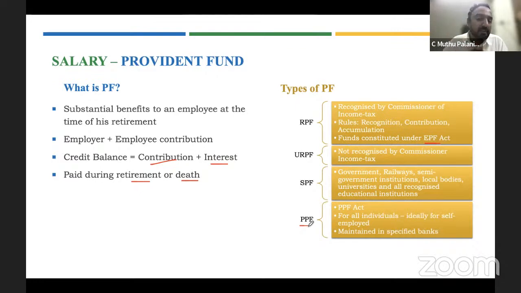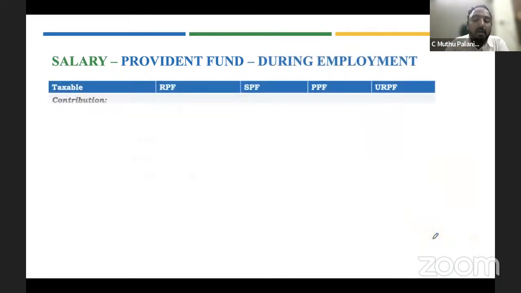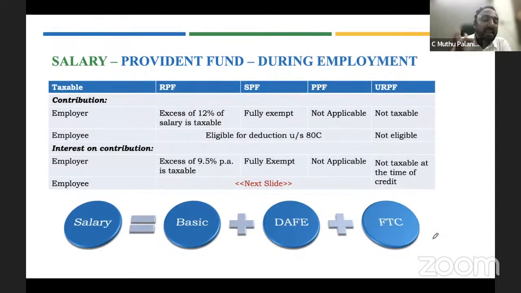So every bank will have this account. You can maintain it. It is ideally for the self-employed. It is maintained in the bank, like a normal account. You can keep putting money into that account. Whatever interest accrues will be covered separately. So now the types of PF are these 4 types. Now we'll see about the taxability.